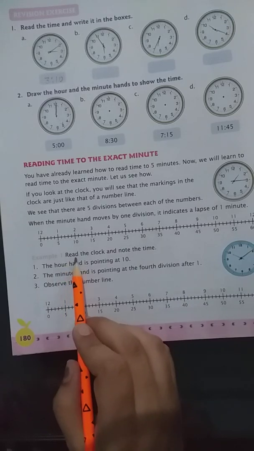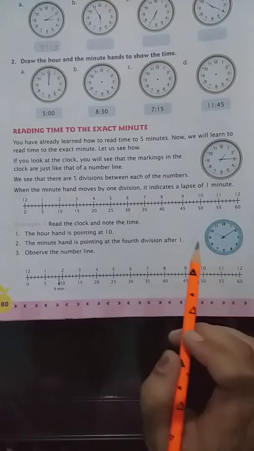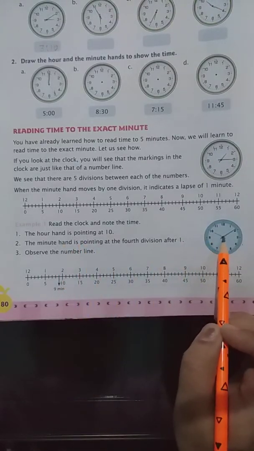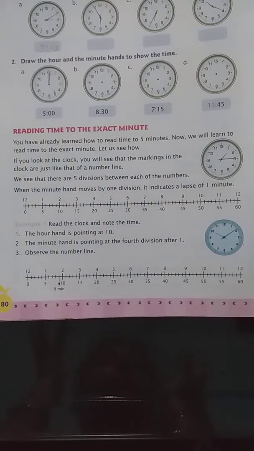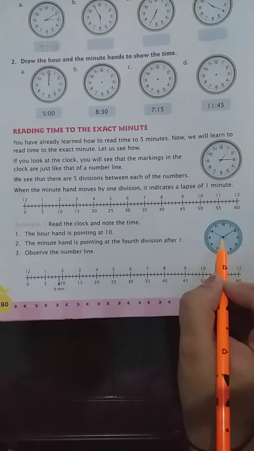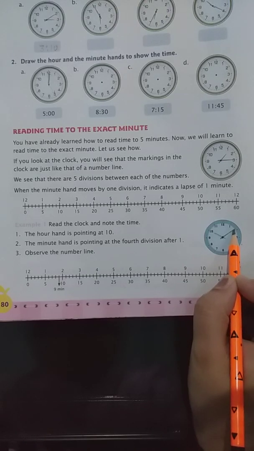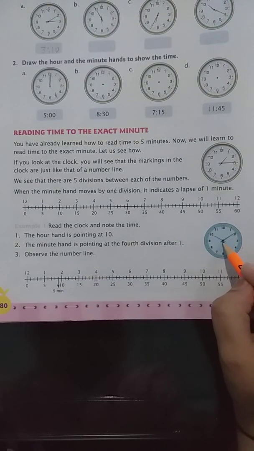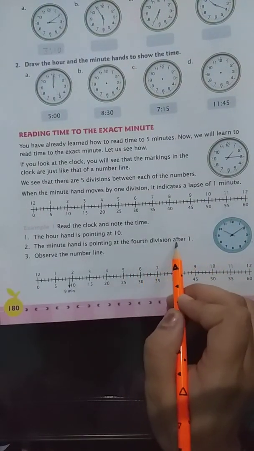Next is to read the clock and note the time. So we have a clock. The hour hand is the smaller hand. How can we discuss what is the exact time? Tell me. The smaller hand, the hour hand, is pointing at 10, and the minute hand is pointing at the fourth division after 1, because it is not exactly on 2, it is 1 less than 2, that means the fourth division after 1.